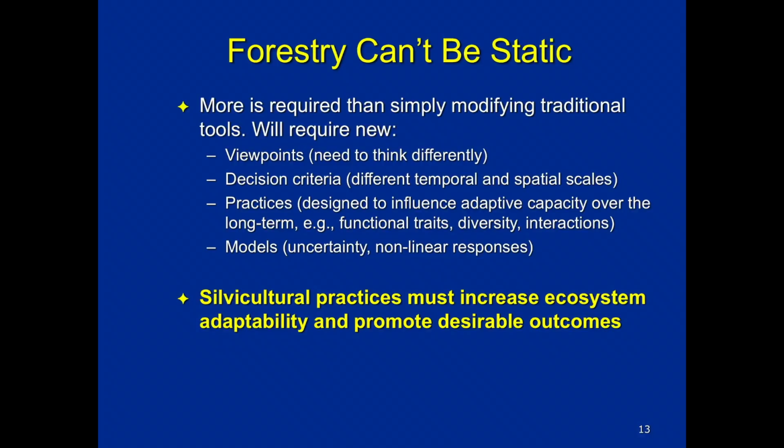And I think the models that we use need to change. I think we still have many very traditional growth and yield, single species models that predict our outcomes, and they don't cut it anymore. We've got to develop much more sophisticated models that deal with uncertainty and nonlinear responses. And silvicultural practices must increase ecosystem adaptability and promote desirable outcomes. That should be our objective.